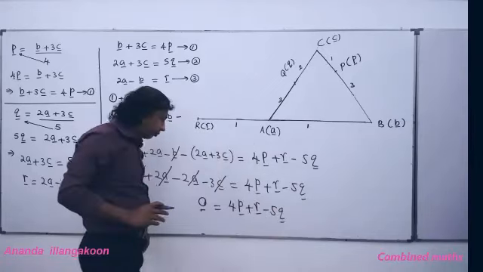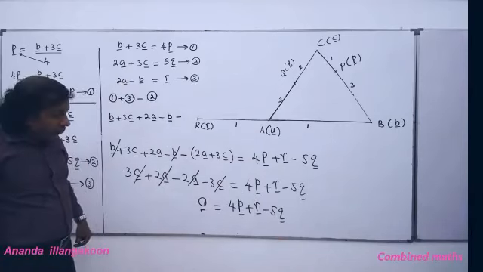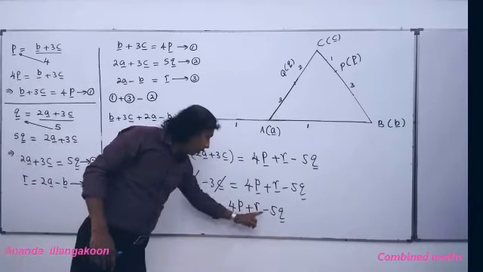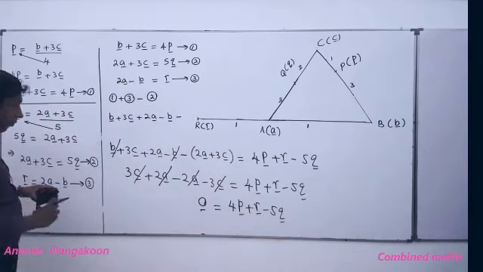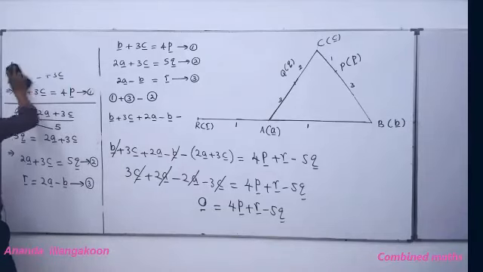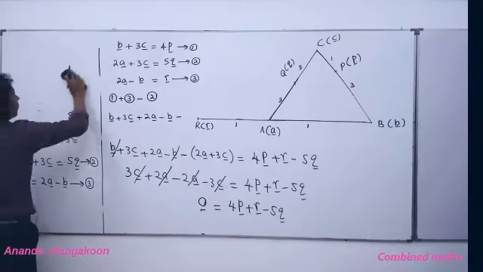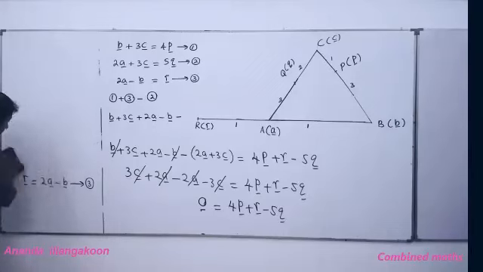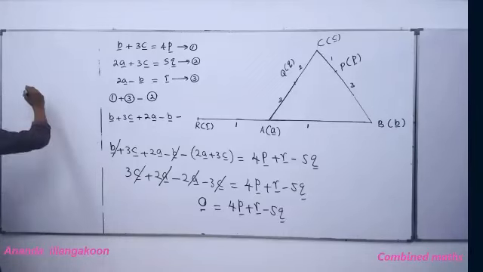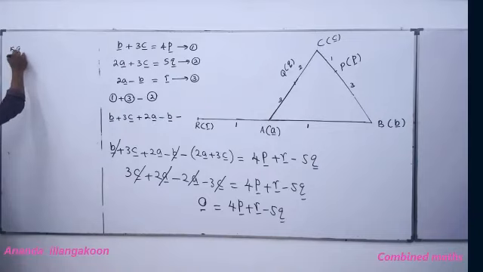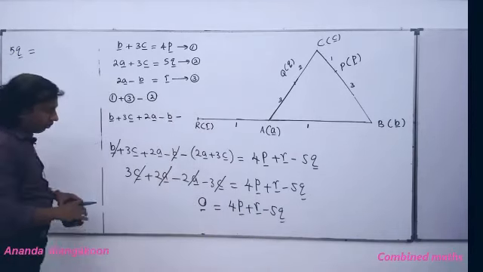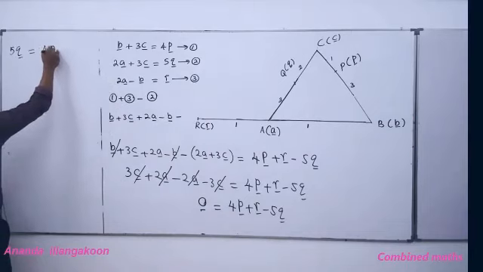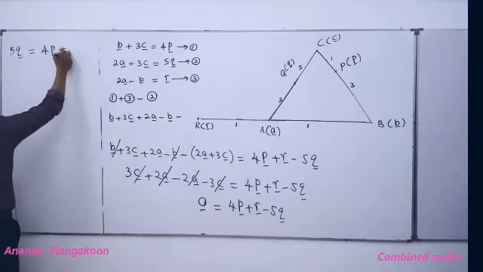Minus 5q. Even now, I take this minus 5q to this side. Right. Then I can write 5q vector is equal to, once I bring this minus 5q to this side, people, that minus will be plus, no? Plus 5q equals 4p vector plus r vector.